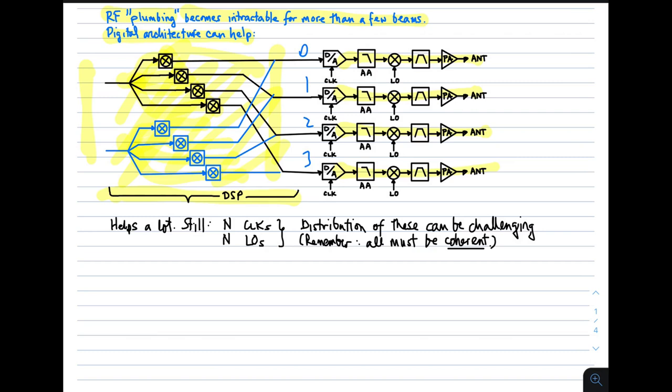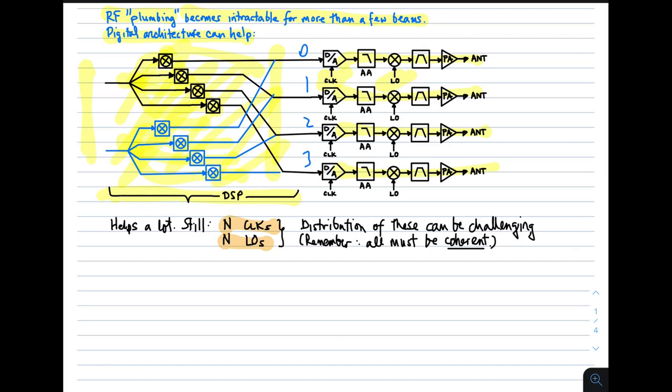So this helps a lot, especially for large arrays with lots of beams, but still, we have an issue, and the issue is that for each antenna, we have to have a clock for the D to A, and we have to have a local oscillator signal for the frequency up converter, which means that for the whole array, we need N clocks and N LOs. Now, you might say, look, those clocks and those LOs should be operating at the same frequency for each of the elements. That may be true, but then you still need to distribute those signals, and you run into the RF plumbing problem again. The plumbing problem being that the interconnects become too complicated, there's too many of them, and so on.